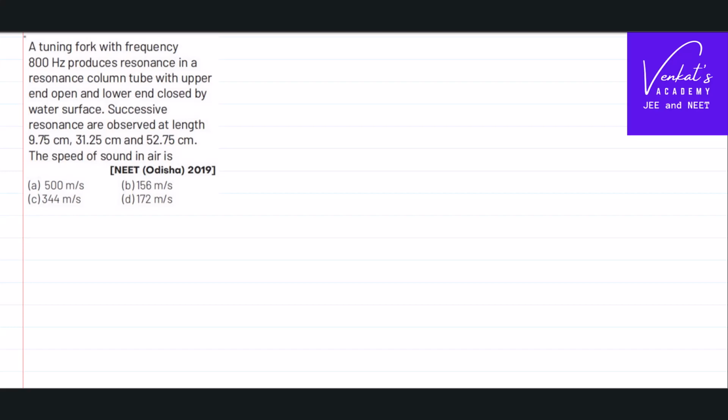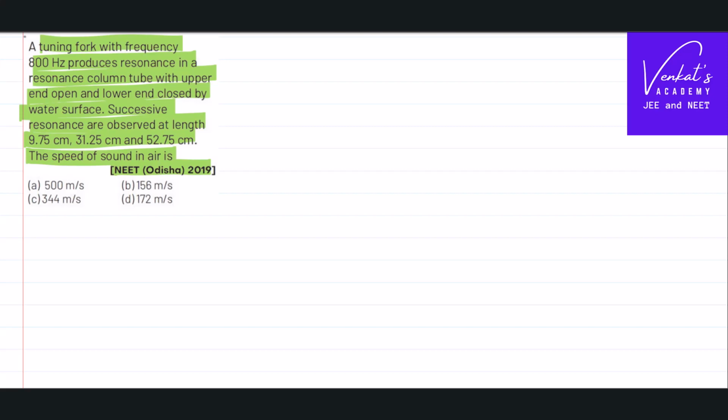This is the NEET Odisha 2019 question from the Waves concept. A tuning fork with frequency 800 Hz produces resonance in a resonance column tube with the upper end open and the lower end closed by the water surface. Successive resonances are observed at the lengths given. What is the speed of sound in air?